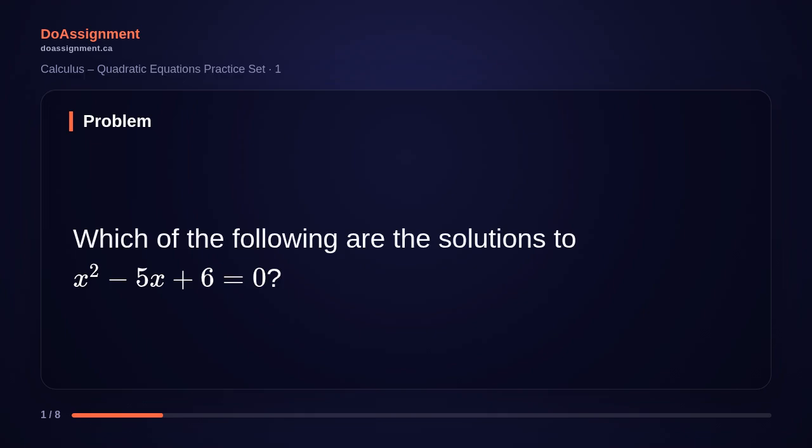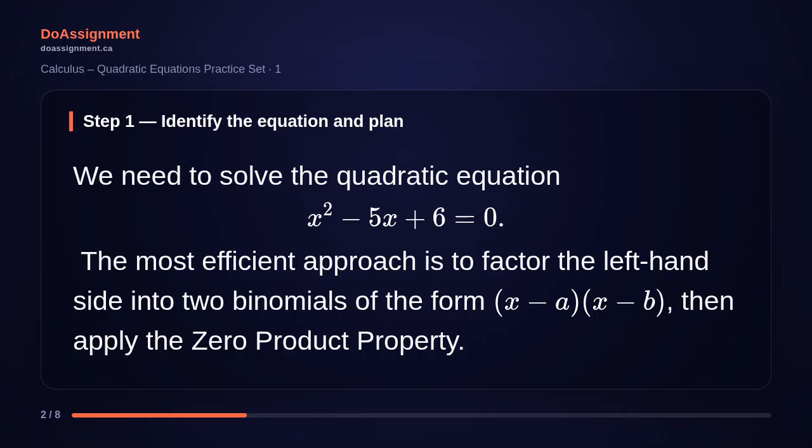Which of the following are the solutions to x squared minus 5x plus 6 equals 0? Now let us work through the solution step by step. We need to solve the quadratic equation x squared minus 5x plus 6 equals 0. We'll factor the left side into two binomials, and then use the zero product property to find the solutions.